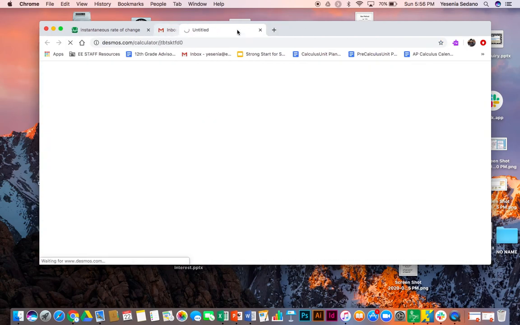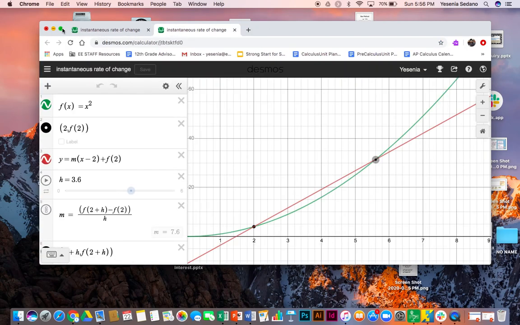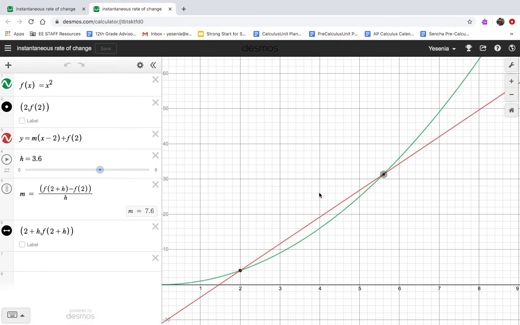So we go ahead and click our Desmos. This right here was the function f of x equals x squared. This was just the example that we did right now. Now our h, what we want is for h to be 0, because look at this, everybody. Right now what you have is a secant line. Remember, a secant line connects 2 points on your curve, which is the green part right here. This green part is your f of x equals x squared.